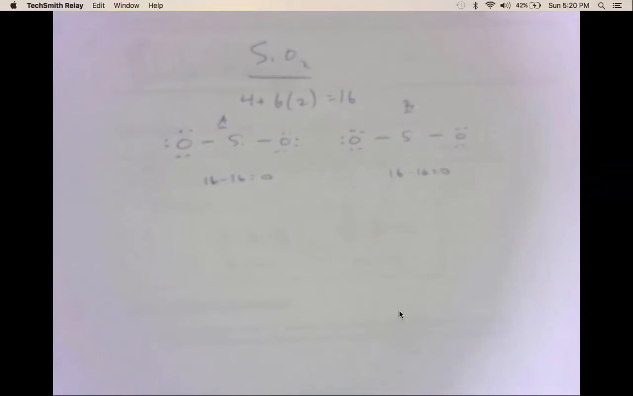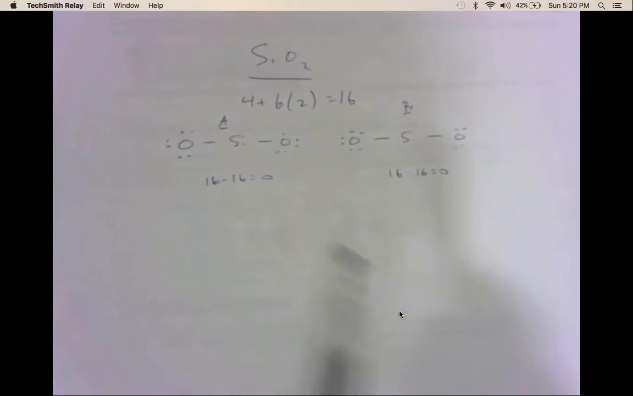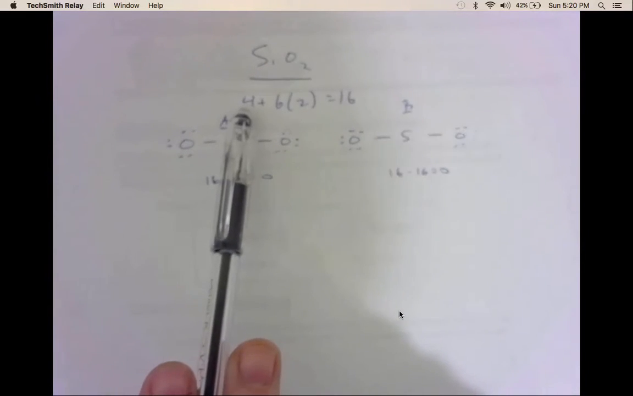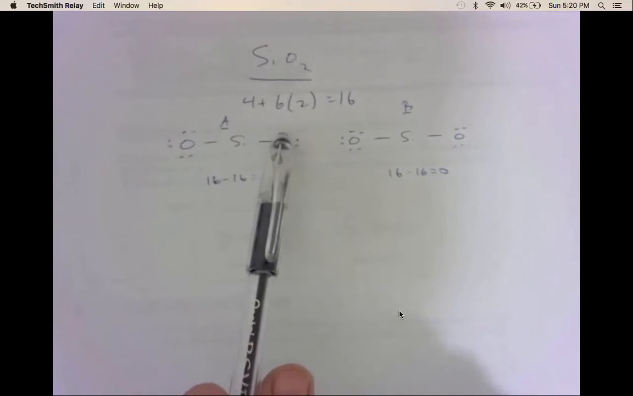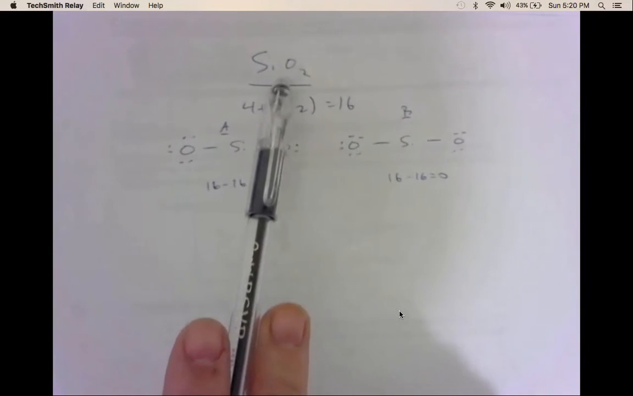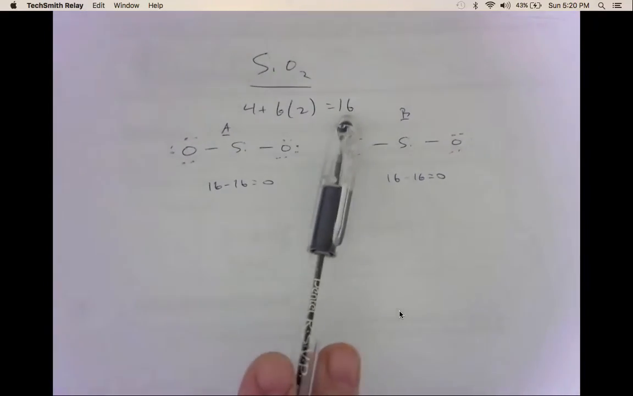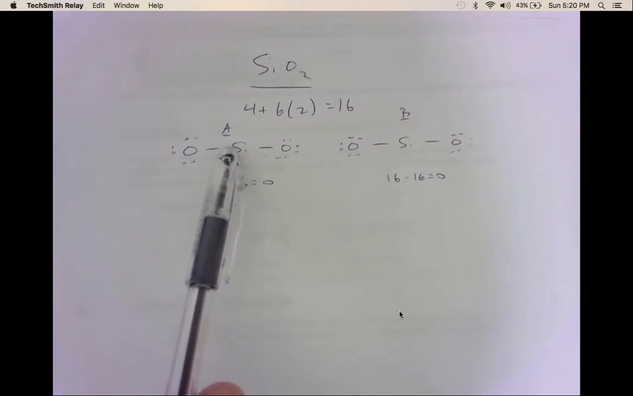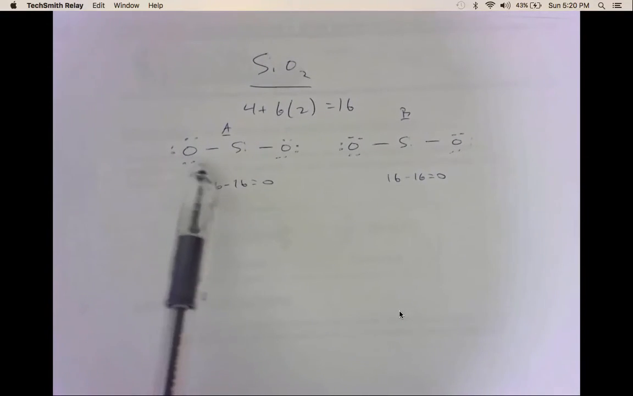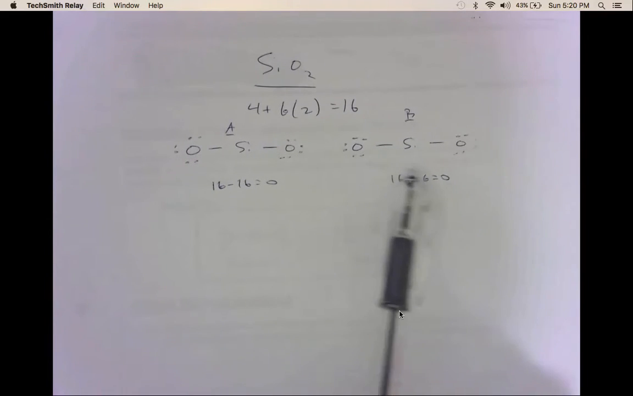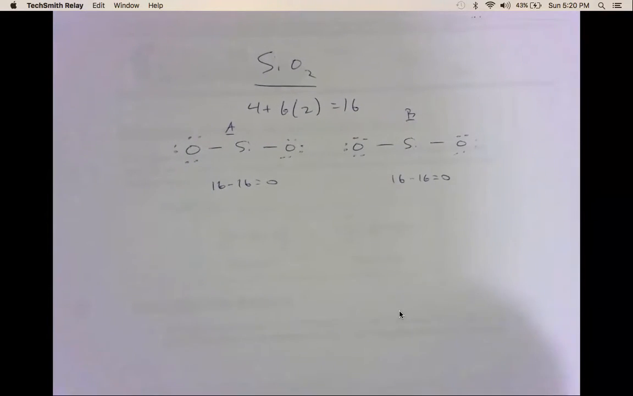Right here, we are looking at silicon dioxide. We start off with step one, counting the valence electrons. So that's why we have four, because there's four valence electrons in silicon. Six valence electrons in oxygen multiplied by 2 gives us 16. We then come down. We have our skeleton with 6 dots on the outside, on the outer atoms. Remember, those are the electrons.